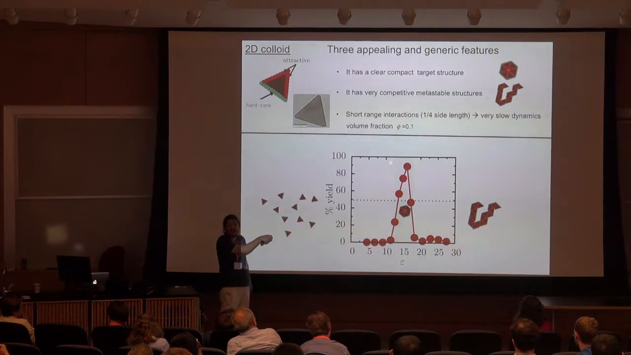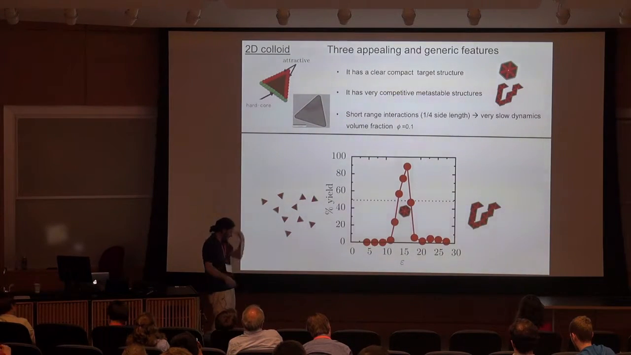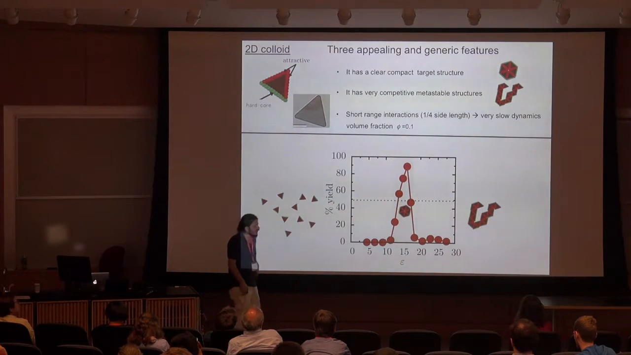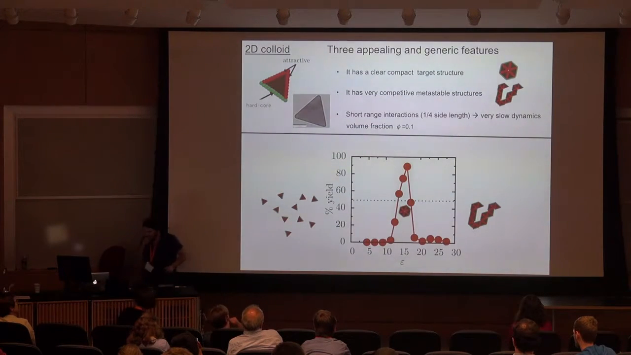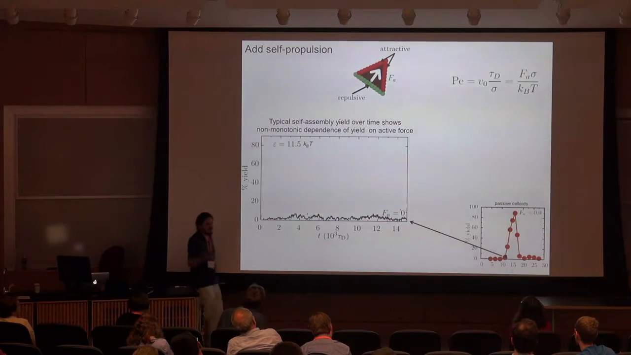Then you have, surprisingly, 90%. I was very surprised by this. You can get 90% yield of this particle, but it takes forever. For this particular case, at density 0.1, it took something like 10 to the 5 diffusion times. And so, what happens if I activate these particles?